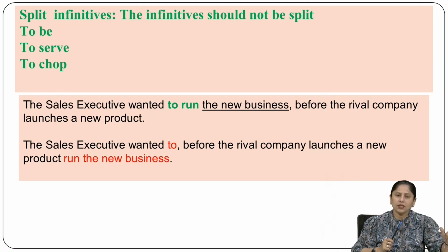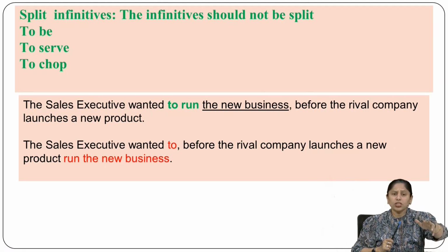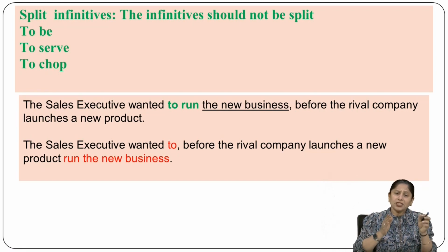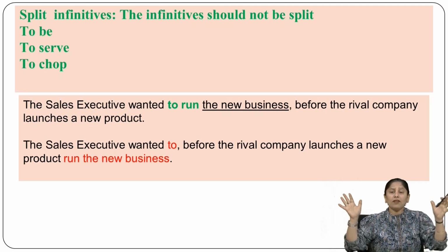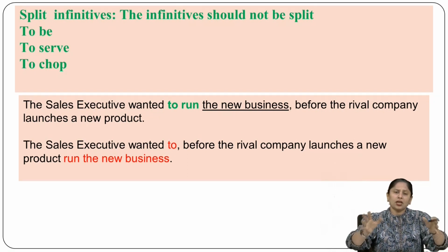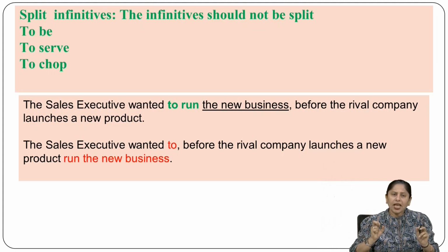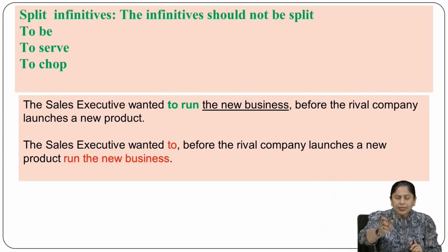Look, what is this? The sales executive wanted to run the new business. That's the main content, the main idea of the sentence. But the infinitive "to run" is split and kept at the end of the sentence. To run, then before the rival company launches a new product, run the new business. So here again the infinitive is split, and at the same time the modifier is kept over here.